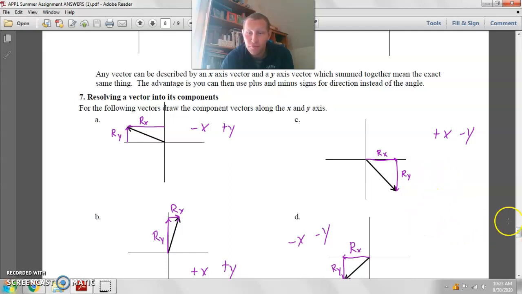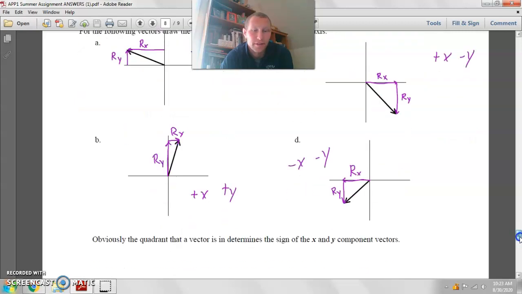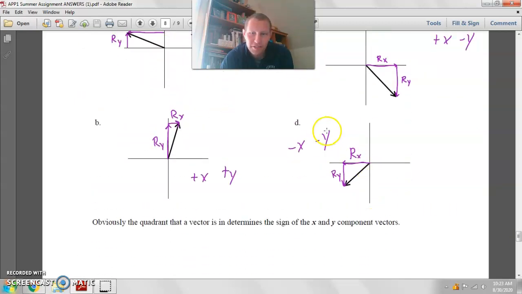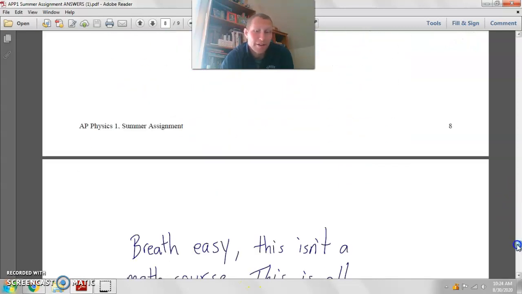Because if you notice, you drew a bunch of right triangles here. So that's really kind of important, right? And then notice direction matters. So this would be negative x, negative y. Here would be positive x, positive y. So we have to pay attention to those signs because direction does matter.